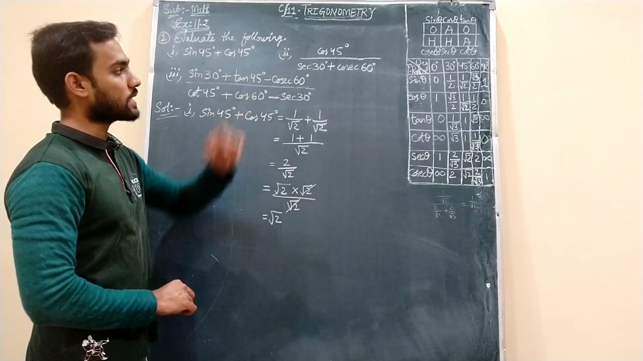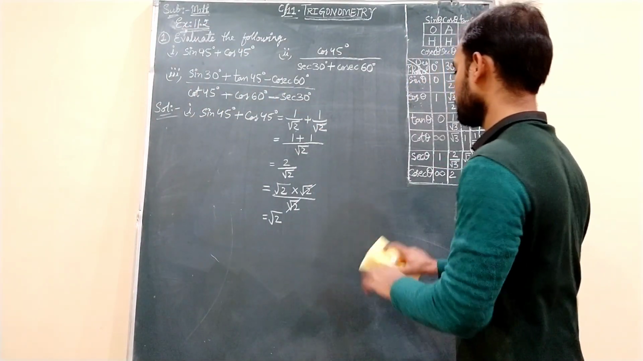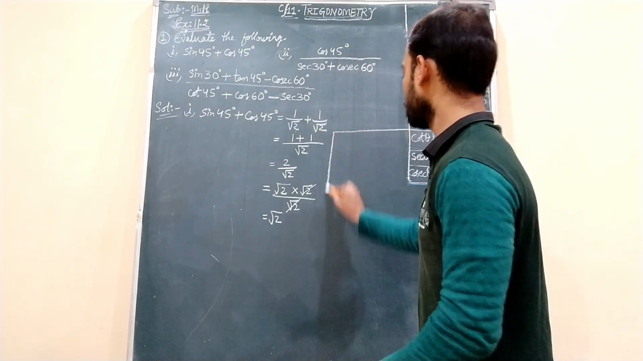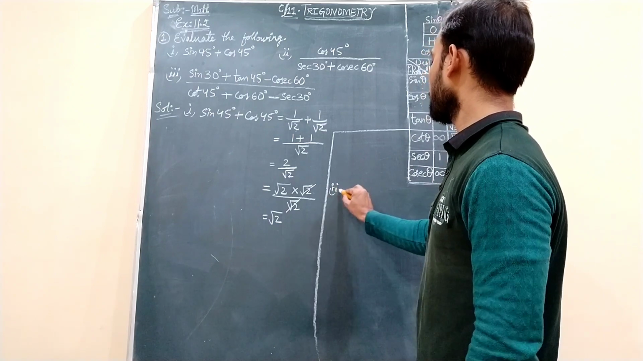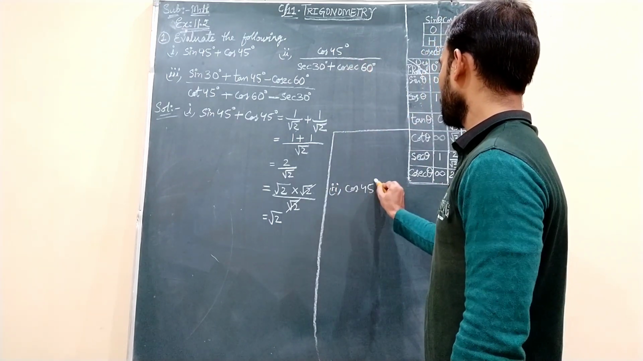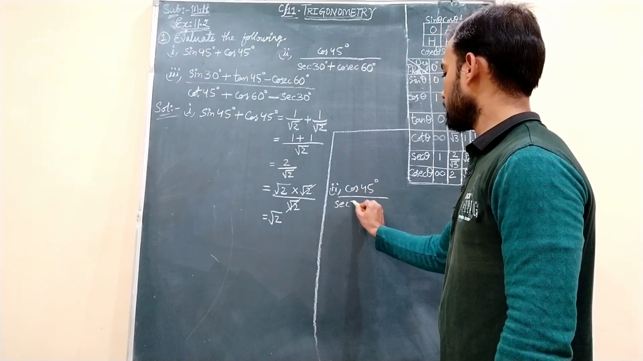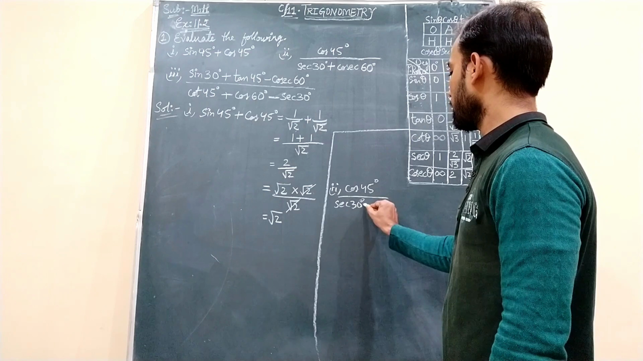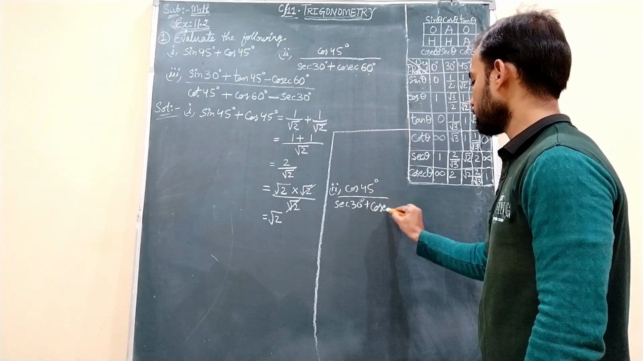Now proceeding to our second bit. Our second bit is cos 45 degree divided by secant 30 degree plus cosecant 60 degree.